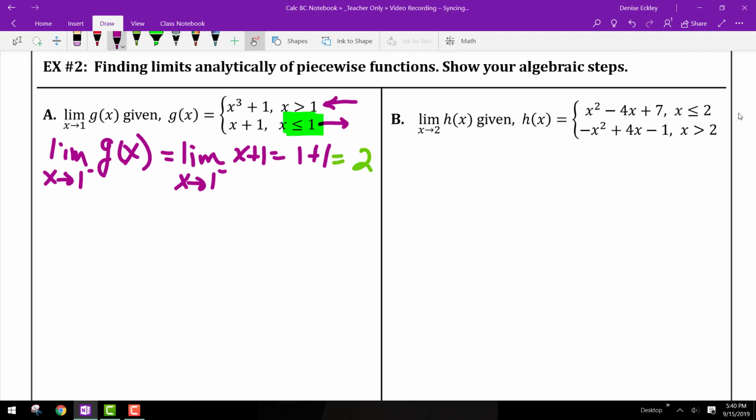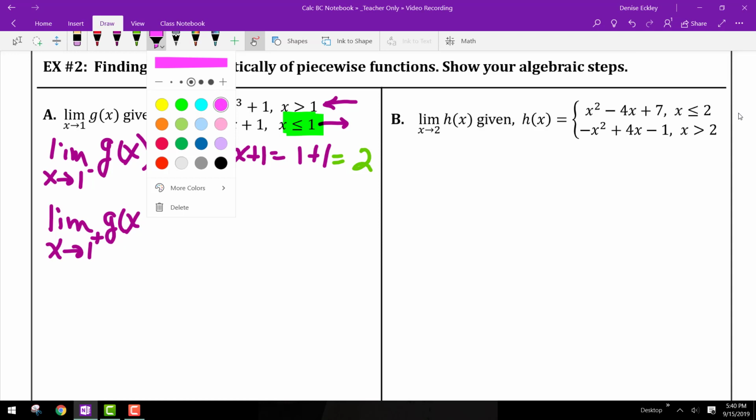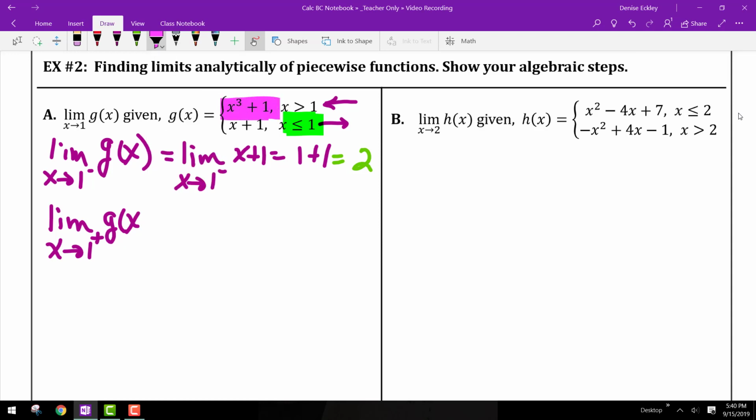Then we're going to do the same thing for the right-hand limit. We take the limit as x approaches 1 from the right of g of x. That's going to be the upper part of the piecewise function there, because we can see that this says greater than 1.